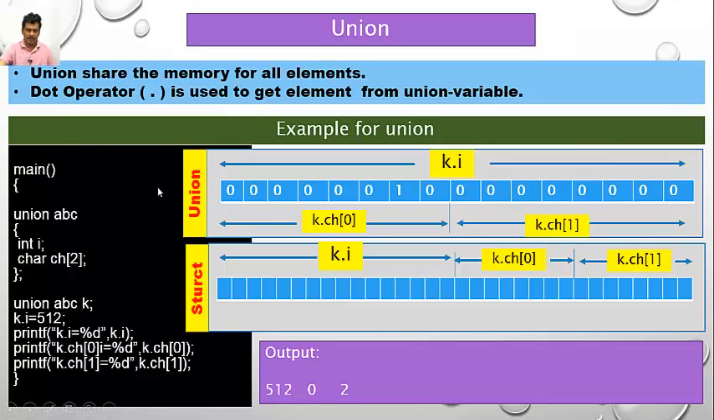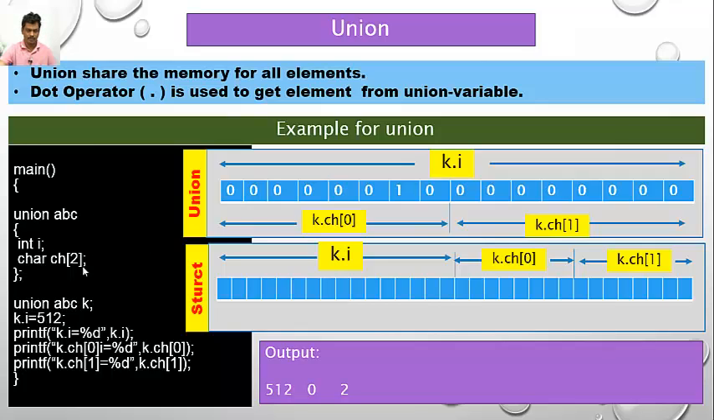So if we want to save memory, that is, reduce the usage of memory, we use a union. The definition is just like the definition of a structure. Union is a keyword, followed by the name of the union, then the elements of the union. This is a declaration of a union variable; k is a union variable. It's just like a structure definition, with only the keyword changed.